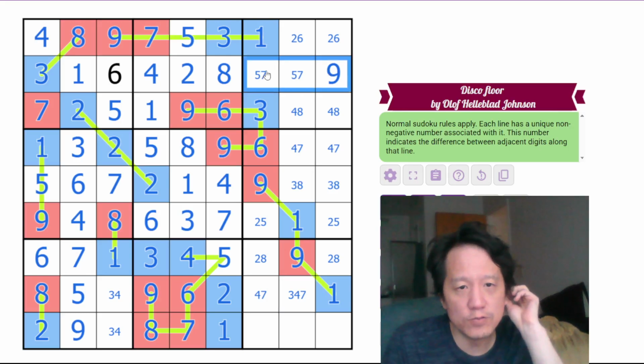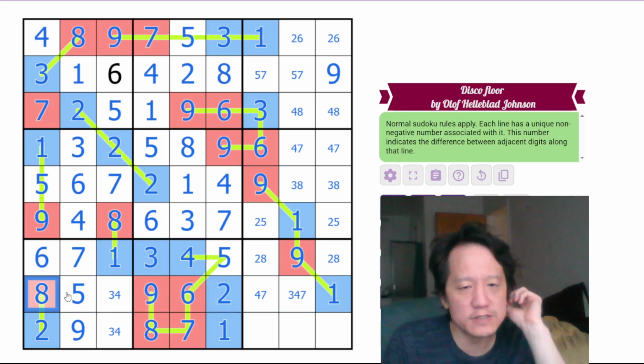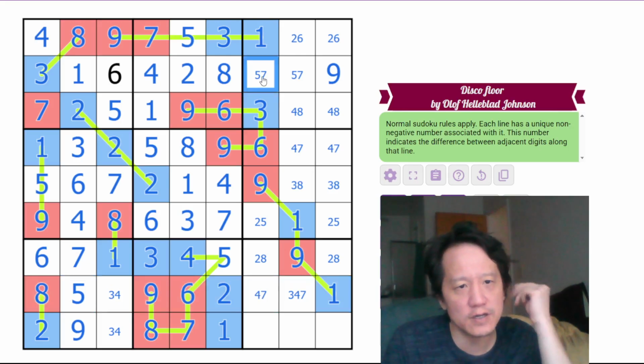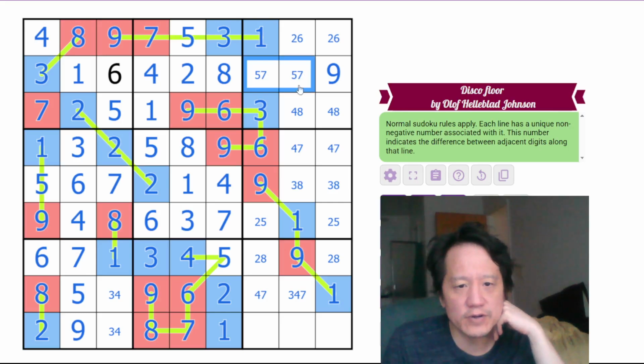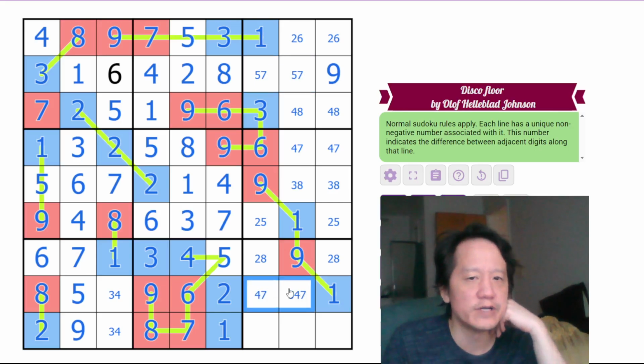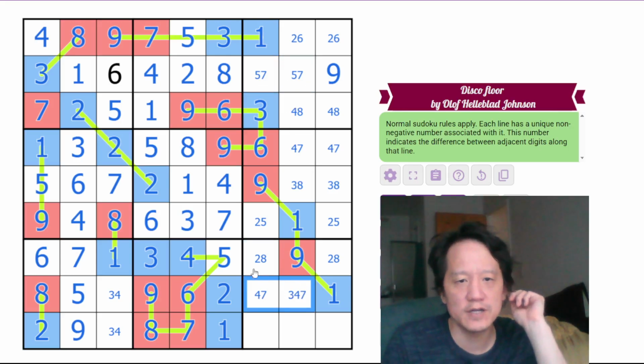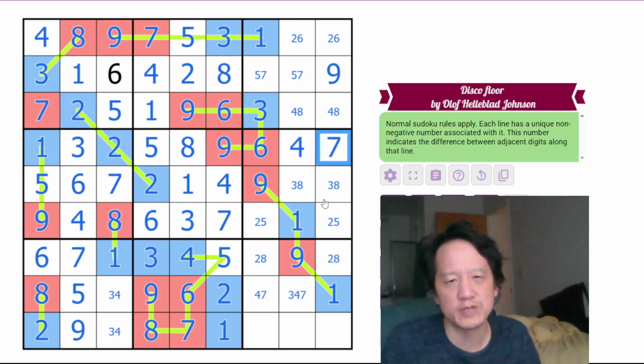In row 2 and in row 8, the 7 has to be in columns 7 or 8 in row 2 and in row 8. That eliminates 7 from the rest of columns 7 or 8. This can't be 7. This is 4, which makes this 7. 4 eliminates 4 here, which makes that 8, which makes that 4. 8 eliminates 8 here, so it's 3 and 8. 8 eliminates 8 here, so it's 2 and 8.